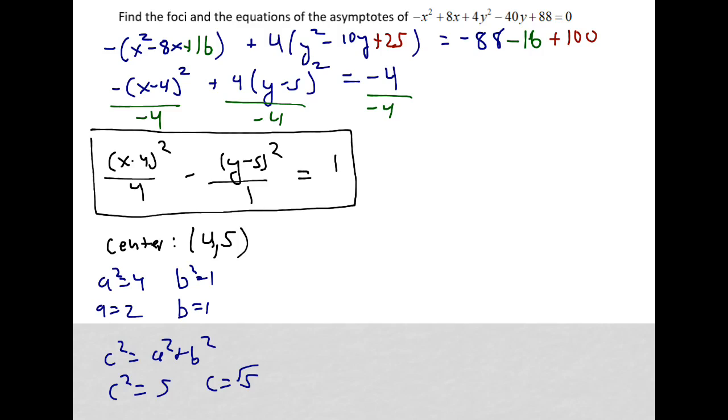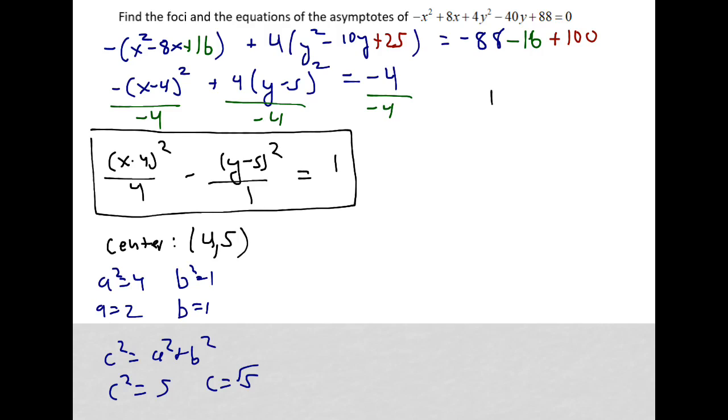Once again, we do not necessarily need to sketch this, but we'll do a rough sketch just so that we don't make any silly mistakes here. The one thing to remember, though, is this is a so-called shifted hyperbola. So the center is going to be at 4, 5, which is in quadrant 1.